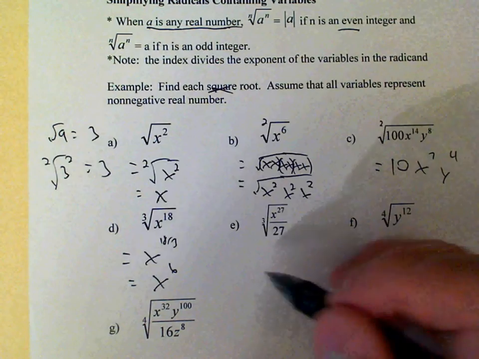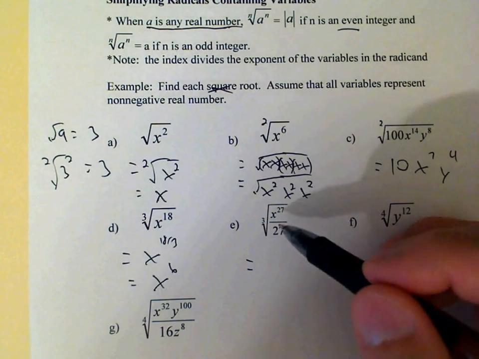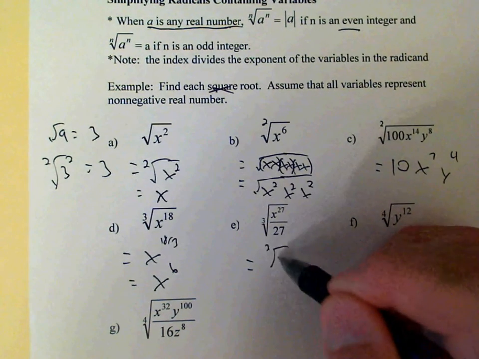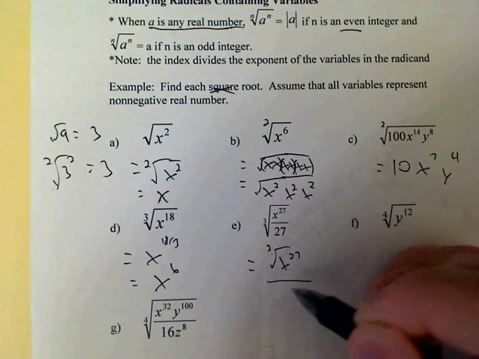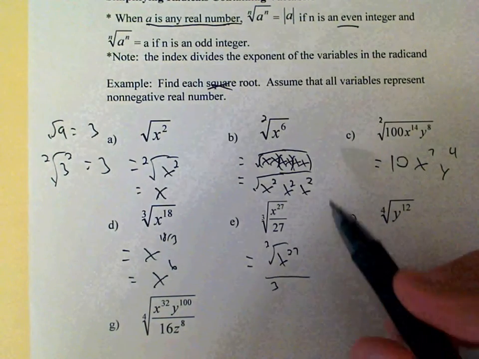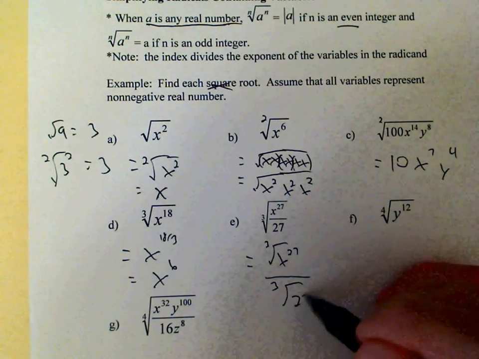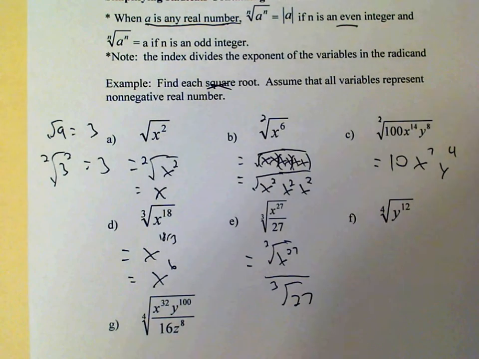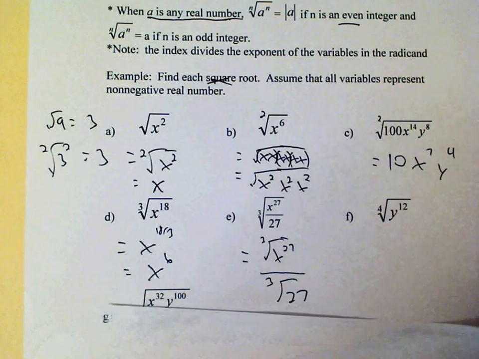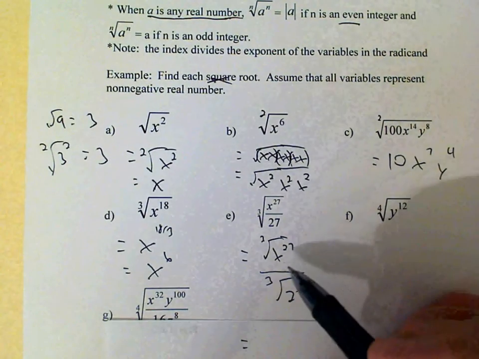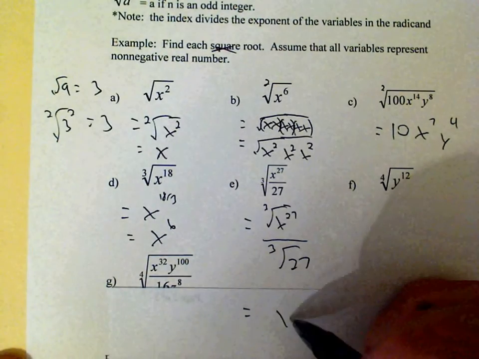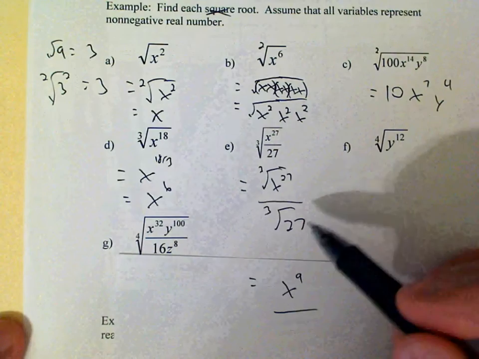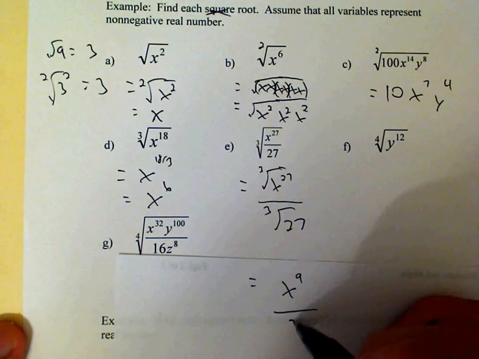This one, we're going to separate it. We're going to do the top part, cube root of x to the 27th over cube root of 27. We're going to look at it separately. So how many times is 3 going into 27? 9 times. But we'll watch the cube root of 27. If you type that in, you're going to get 3.